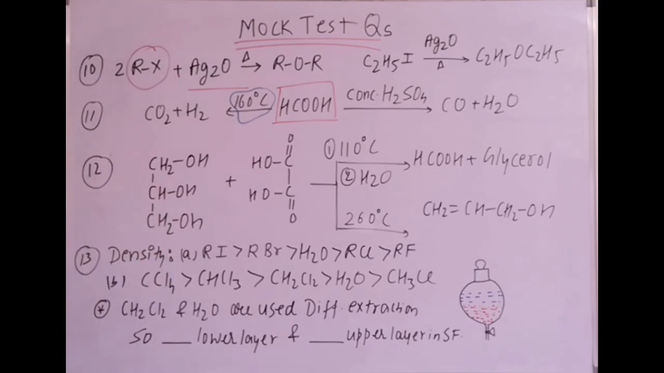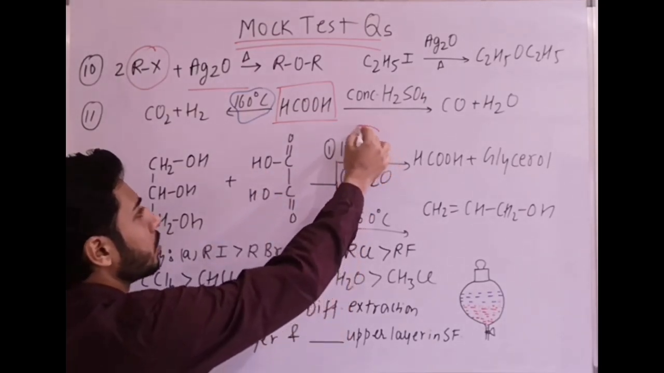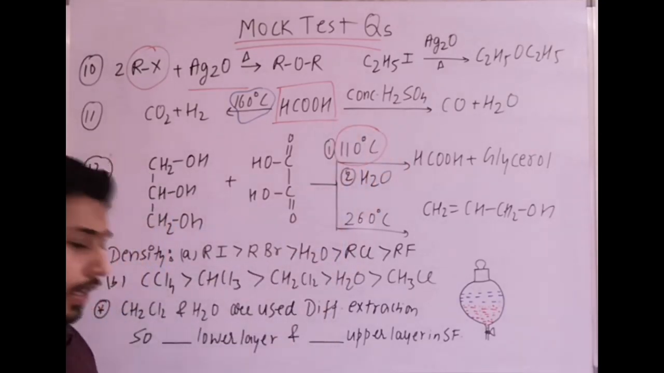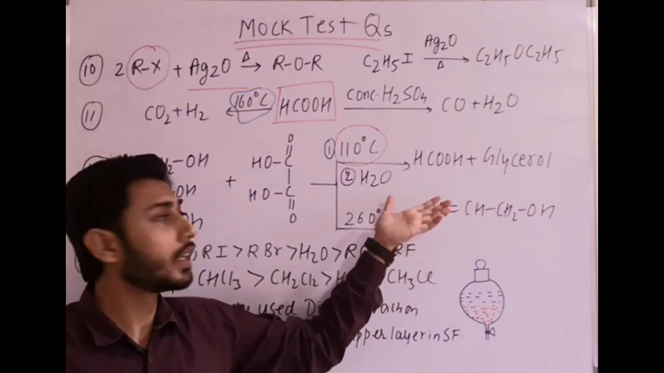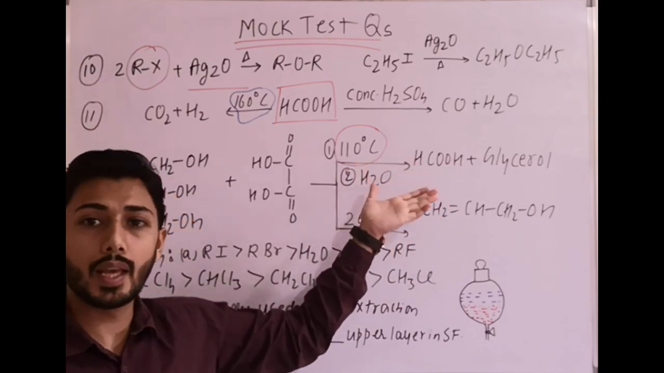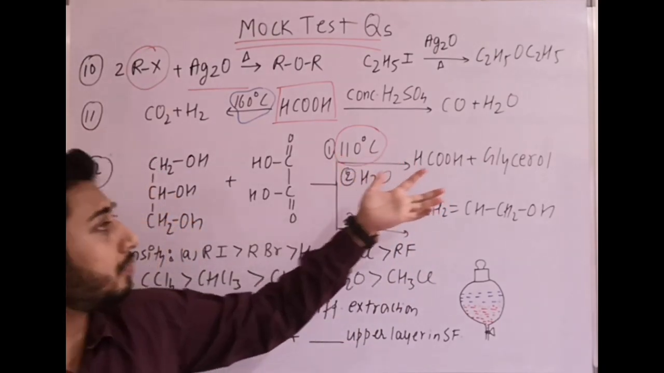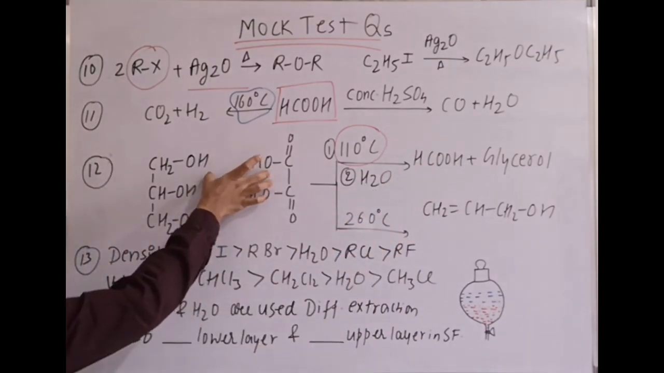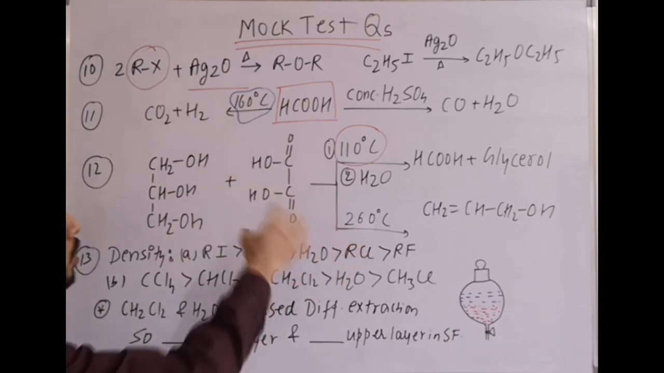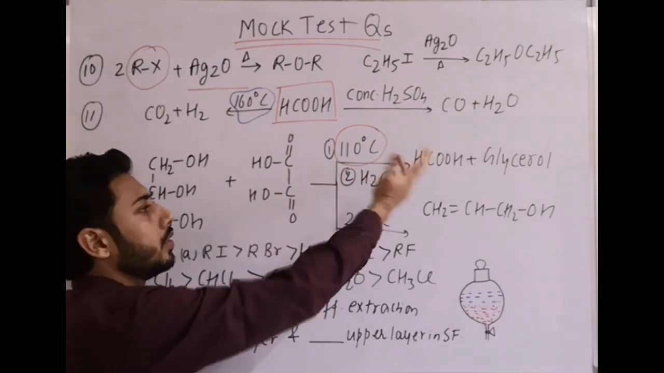Then another piece of information is the reaction of glycerol with oxalic acid under two temperature conditions. One is around 100 degrees, actually 110, but in that test it is given as 100 degrees Celsius or 373 Kelvin. It gives formic acid as the product. How is it forming? Initially water is eliminated and an ester is formed. Then CO2 is also evolved. After hydrolysis it is formed.